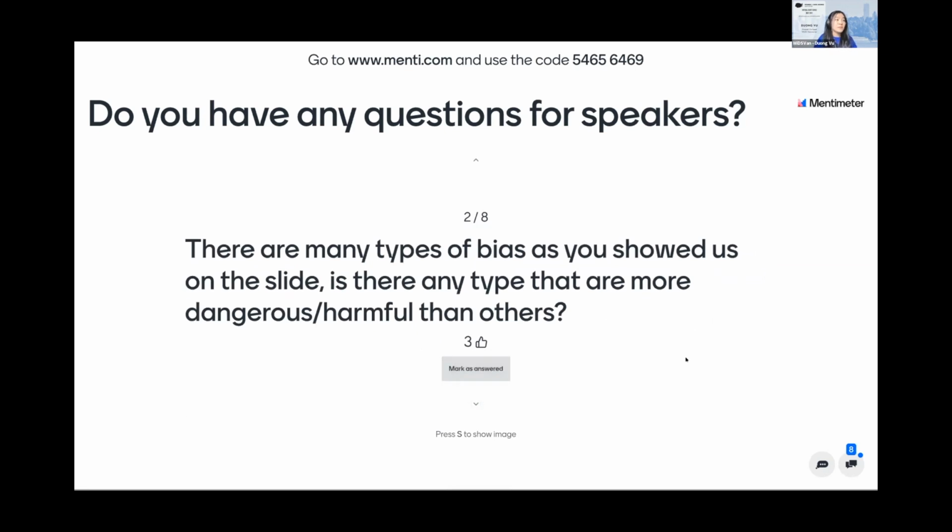The next question would be, there are many types of bias as you have showed us on the slide. Is there any type that is more dangerous or harmful than others? That's a very good question, because it's very context dependent. Depending on your algorithm, I don't have an example off the top of my head right now, but it depends on the context and the purpose of your system. And then you can decide what is the biggest harm.